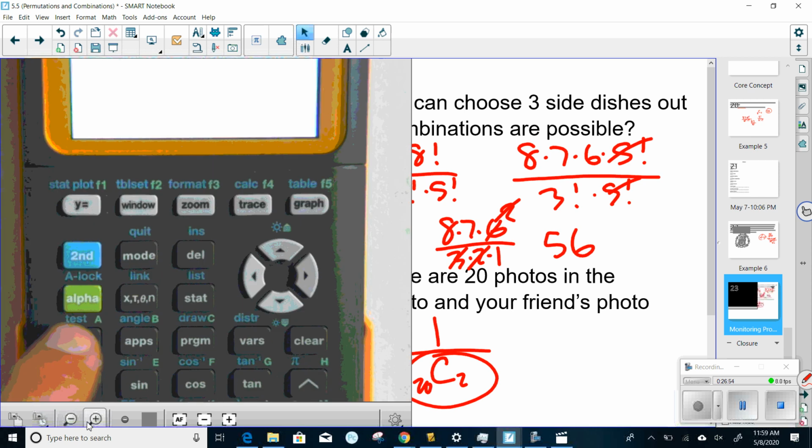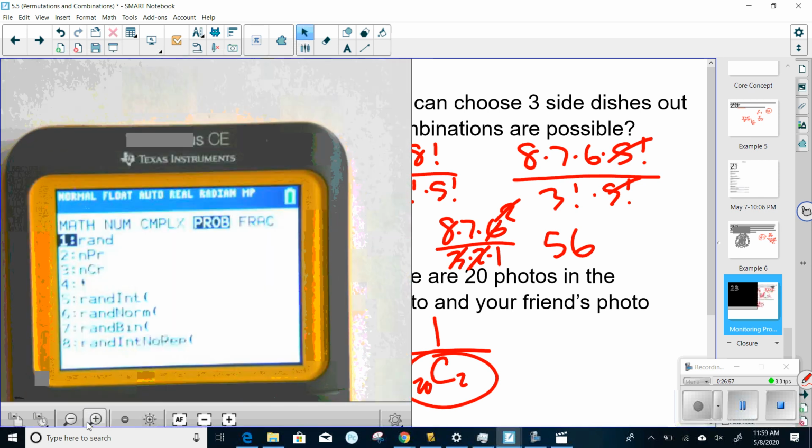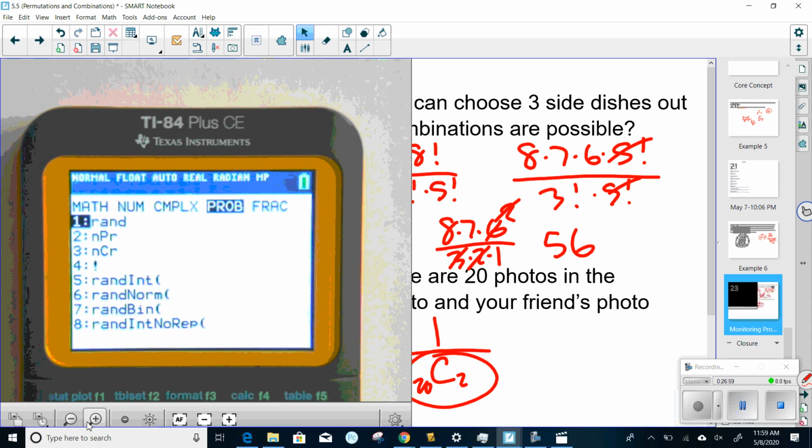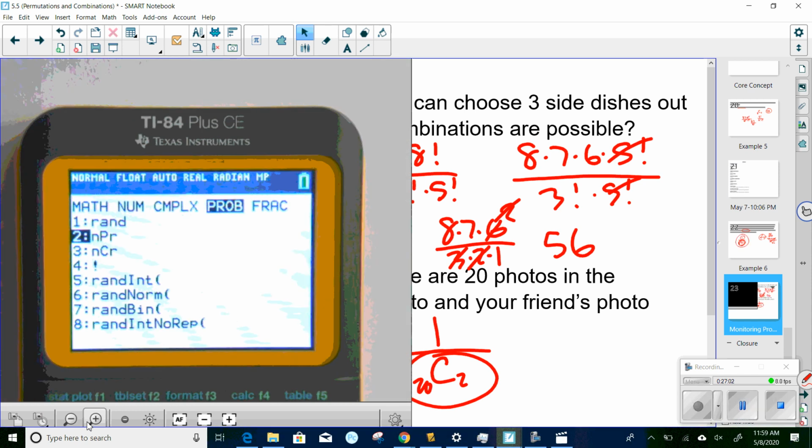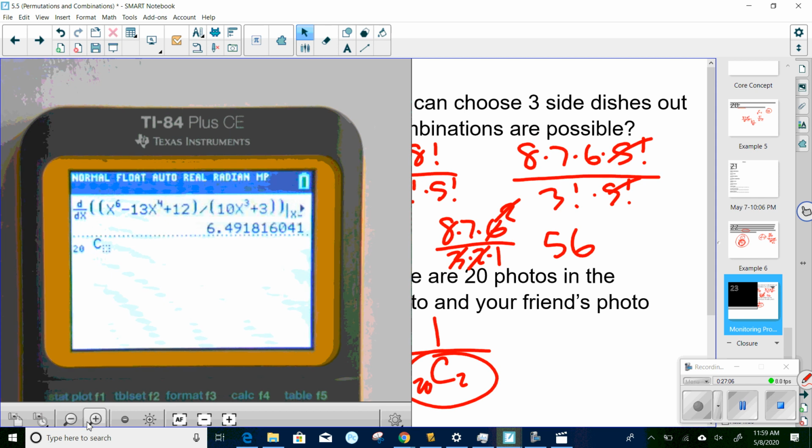And then if you scroll over, there's a probability menu right there. And then if you go down, you'll see that NPR or NCR. I do NCR, and I have 20 to choose from. I'm choosing 3. And I plug it in there and I get 1,140. Isn't that great? Now I don't have to go through and simplify it all by hand. Scientific calculators have them too, and they're all going to be a little bit different.